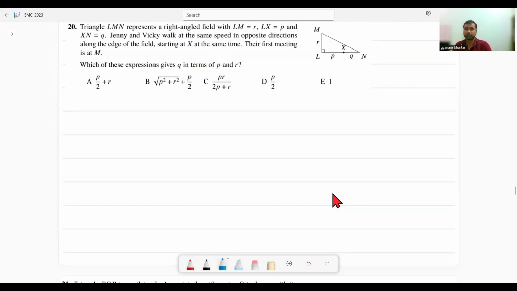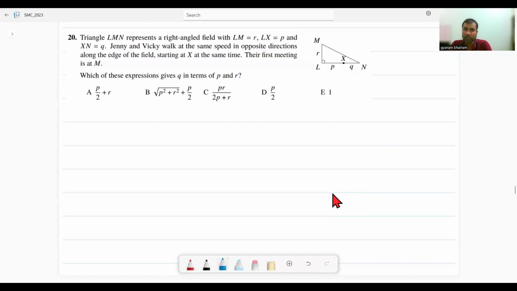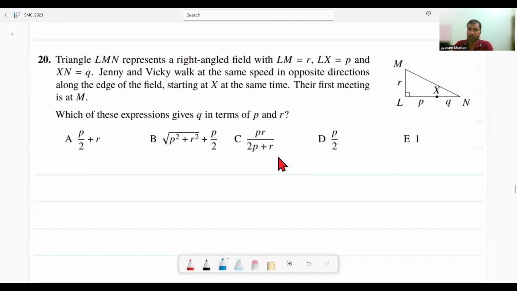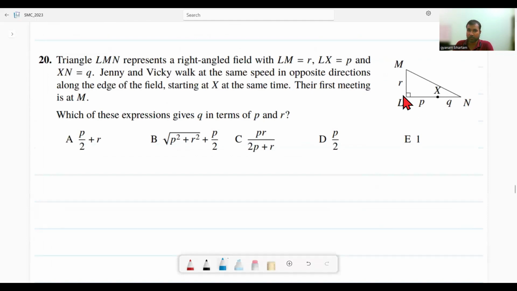Next one. Triangle LMN represents a right-angled field with LM equal to R, LX equal to P, and XN equal to Q. So Jenny and Vicky walk at the same speed in opposite directions along the edge, starting at X. At the same time, they first meet at M. So all these things are given. They have the same speed.